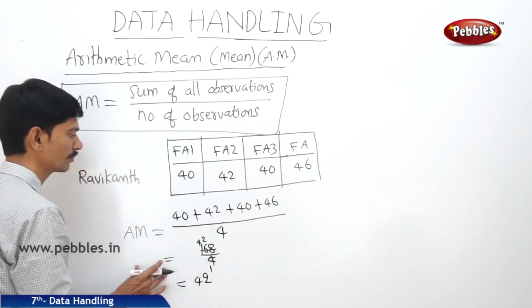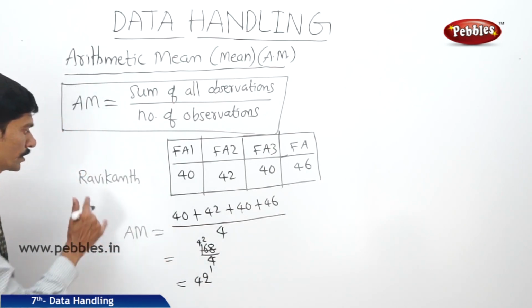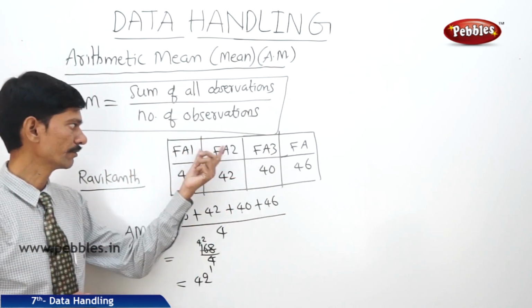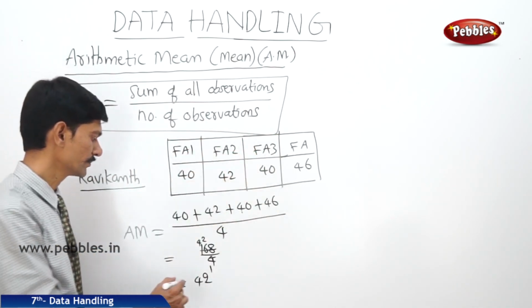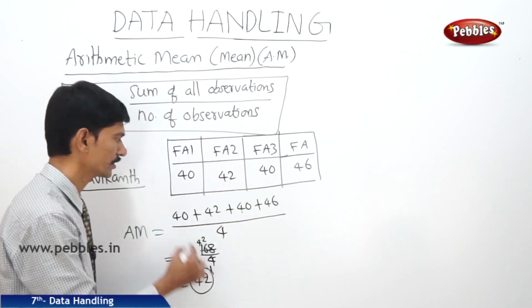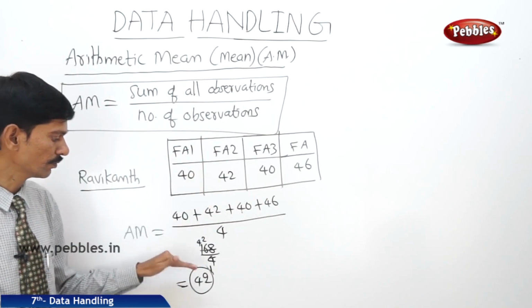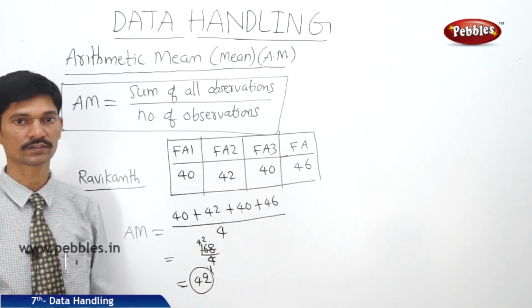So this is the arithmetic mean of the marks of the student Ravikant. In all the FAs, FA1, FA2, FA3 and FA4, the arithmetic mean of his marks is 42. Means on average he has got 42 marks in all the assessments.